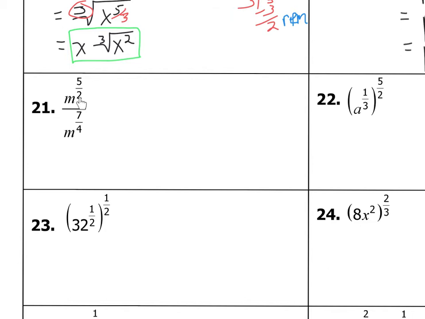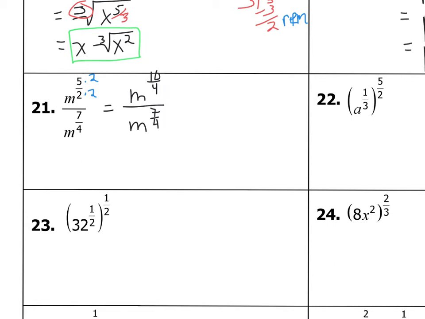So again, I have a denominator of 2 and a denominator of 4. The least common denominator is 4. So this one has it. I don't need to change it. But I do need to change this one by multiplying top and bottom of that fraction by 2. So I get m to the 5 times 2 is 10, over 2 times 2 is 4, divided by m to the 7/4. So now 10/4 is larger than 7/4.